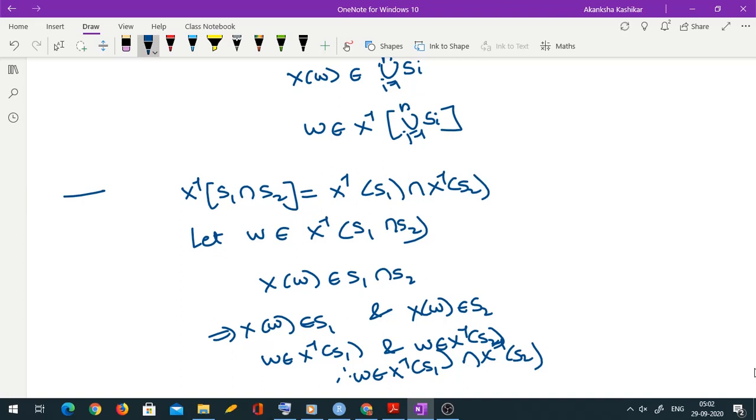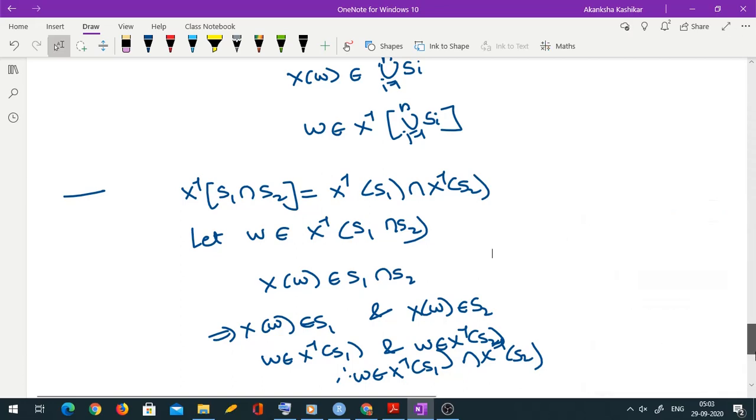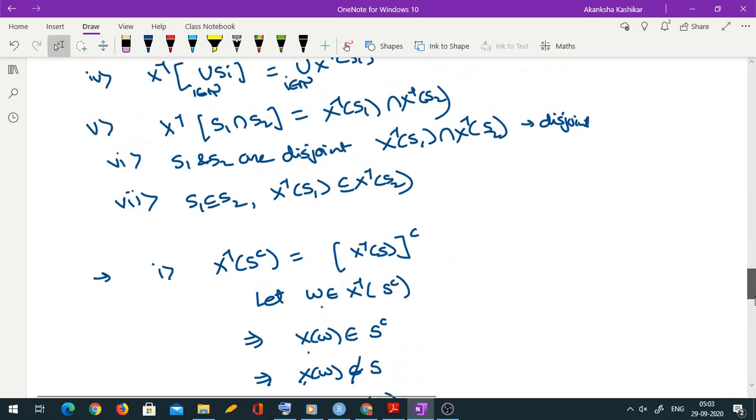Again, for the remaining part, that is the right hand side being a subset of the left hand side, you have to go the same way. Okay, so start with omega which is in both and just write down whatever you know, you will reach the end of the proof. Okay, let me go back and see what the other options are. Disjointness you can again prove easily, and in fact it can become a subcase of this earlier thing. Okay, x inverse of S1 intersection S2, it can become a subcase of this.